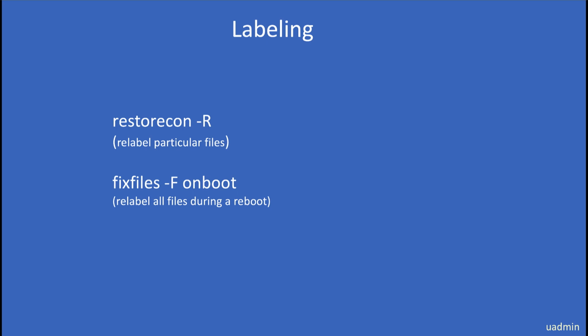Now, we've seen that it's possible to restore context with the restorecon command. This is something you usually do for single files or directories, recursively or not. However, if you want to relabel all files on your system, there's another way to do that. This can be done by using the fixfiles command. If you run fixfiles -F onboot, a hidden file in the root directory called .autorelabel will be created, and it contains the option -F, which means force. Then, when you reboot your system, a full relabeling of your system will take place.